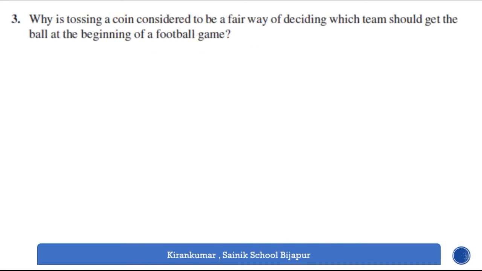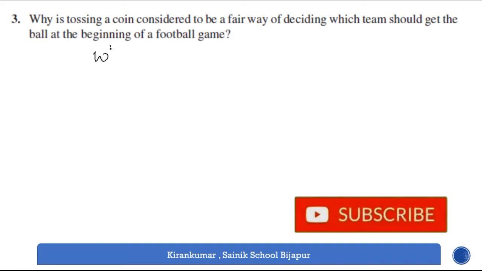Let's take up the third question. Why is tossing a coin considered to be a fair way of deciding which team should get the ball at the beginning of a football game? When we toss a coin, the possible outcomes are only two, that is, head or tail, which are equally likely outcomes. Therefore, the result of an individual toss is completely unpredictable. That is the reason why it's considered to be a fair way of deciding which team should get the ball at the beginning of a football game.